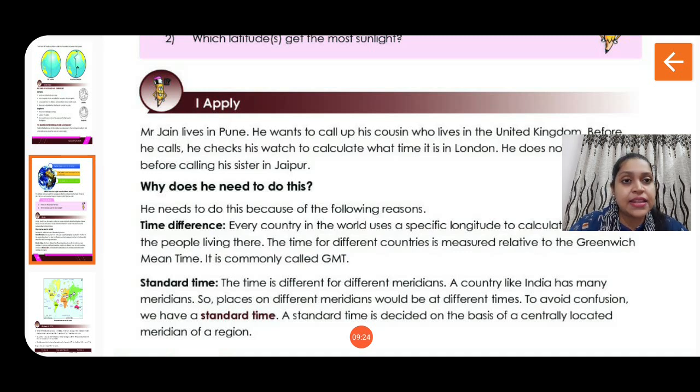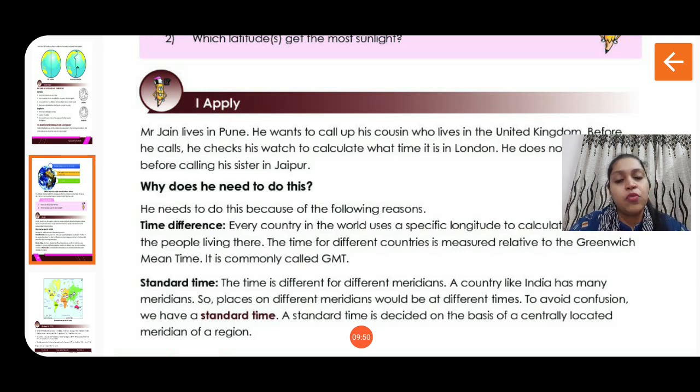So standard time is decided on the basis of a centrally located meridian of a region. In order to avoid confusion, a standard time is taken. Otherwise, in a particular country, there would be different times and a lot of confusion. So one country has one standard time.